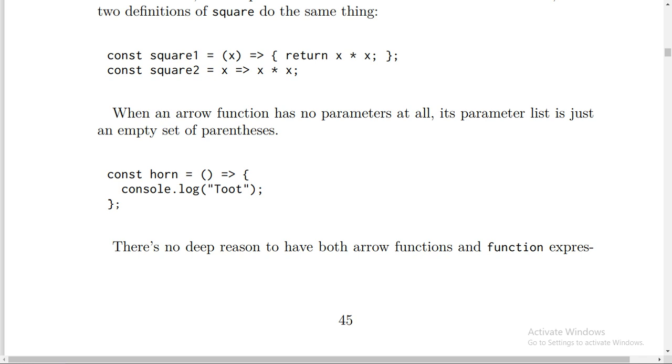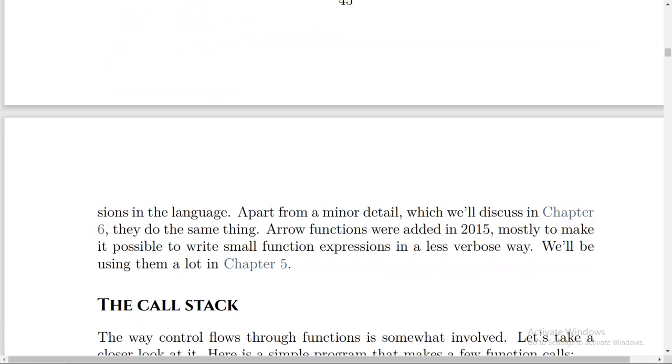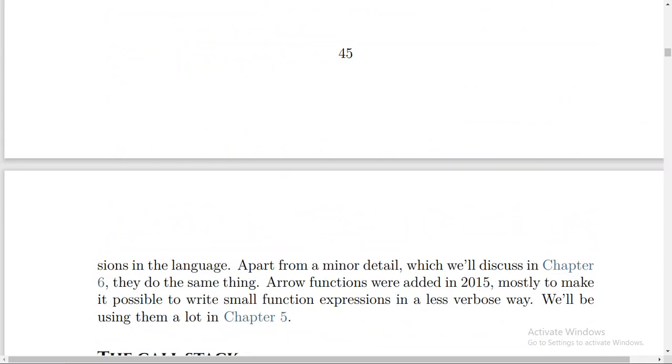There is no deep reason to have both arrow functions and function expressions in the language, apart from a minor detail which we will discuss in chapter 6. They do the same thing. Arrow functions were added in 2015, mostly to make it possible to write small function expressions in a less verbose way, and you will be using them a lot in chapter 5.